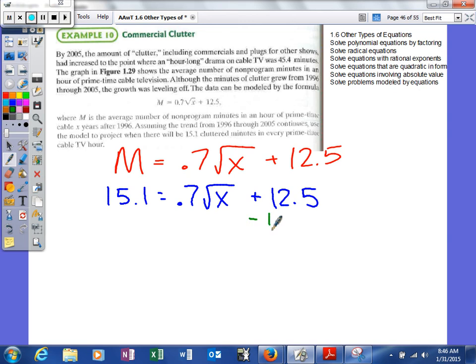So what I'm going to do is get my radical by itself, but I'll talk to you while we're doing this. As you can see, we're just solving for x here. I want to isolate my radical.